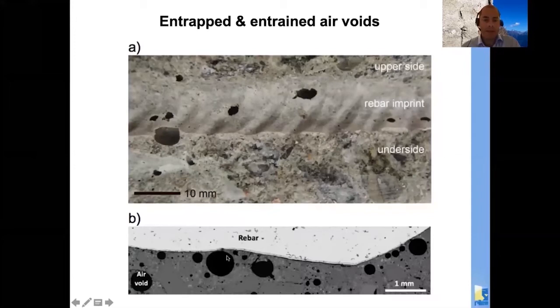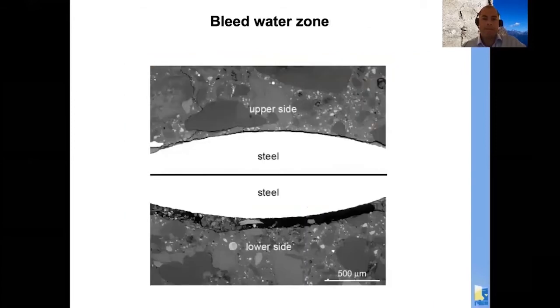Here in a section again, we have some voids that just barely touch the steel, and in the figure on top you can see some voids that are really at the interface and have a rather large overlap with the steel surface.